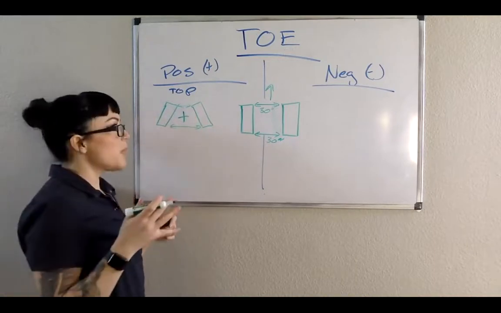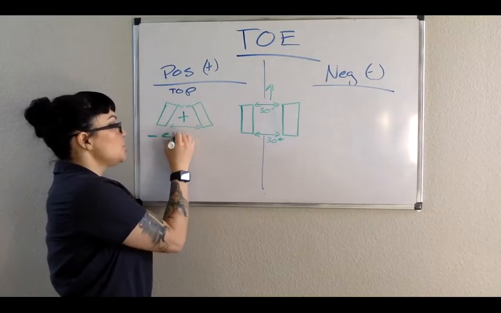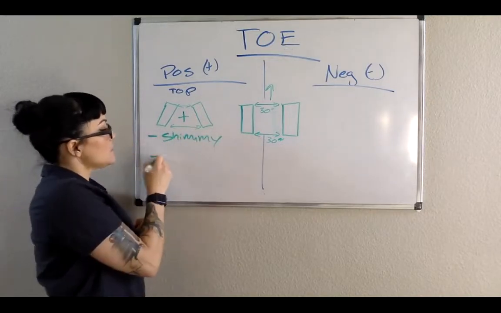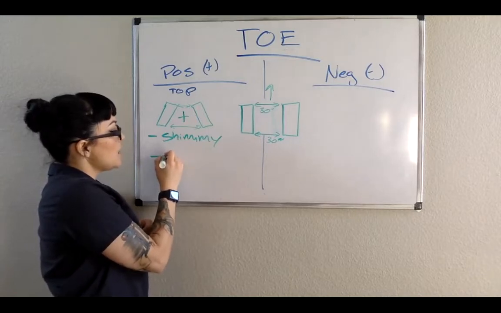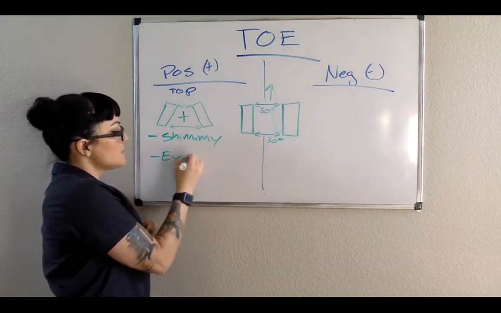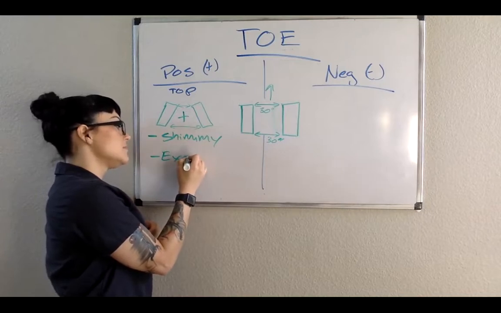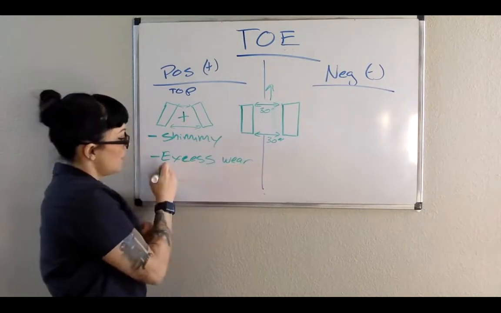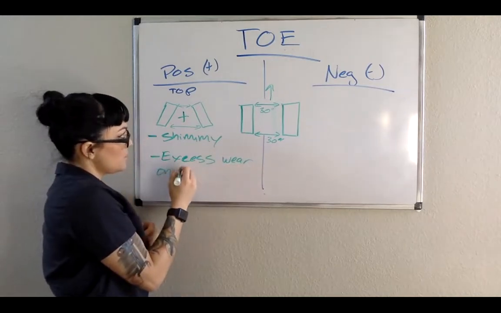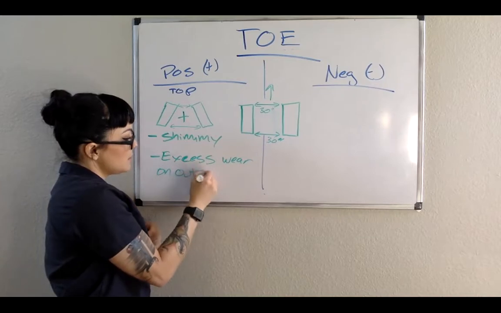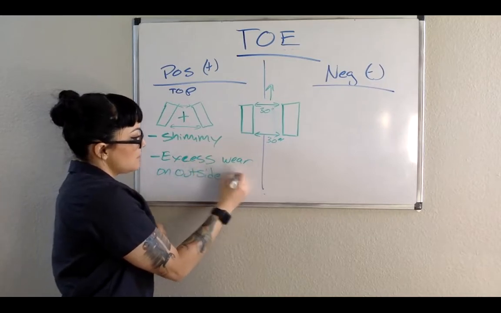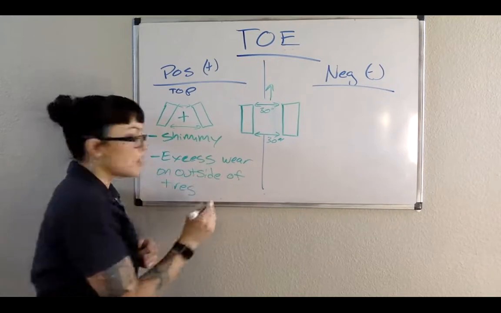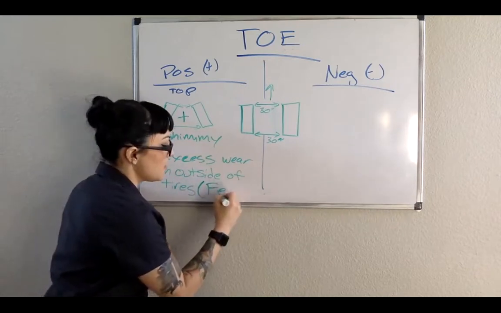Here's some problems with positive toe. It's going to cause a shimmy, and it is going to wear, we'll say, excess wear on the outside of tires. And there's something that I want to mention here. You're going to want to know the term feathered.